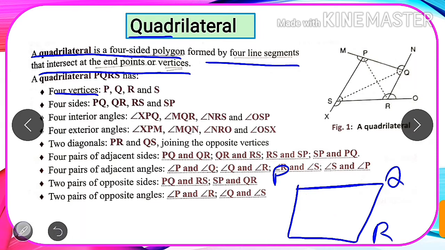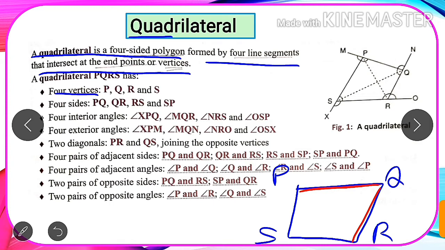We have four adjacent sides. Adjacent means side by side. So let us see what are the adjacent sides. So let us start with PQ. The side beside PQ, if we move in the clockwise direction, then it will be QR. Similarly, if we start with QR, then the side beside QR is RS. So now if we say about RS, then the side beside RS will be SP. So these are the adjacent sides.